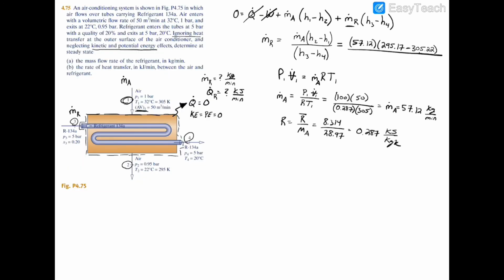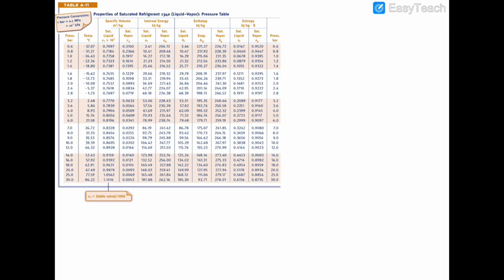And next to find H3, so at inlet 3, we have a quality of 0.2 and a pressure of 5 bar, and of course it's R134A. So because you have a quality between 0 and 1, we're going to be using the saturated table because we're in the saturated or the two-phase mixture region. And we'll simply go to 5 bar right over here, and we'll look at our enthalpy for both the liquid and the vapor of 5 bar. So we have 71.33 for the saturated liquid and 256.07 for the saturated vapor.